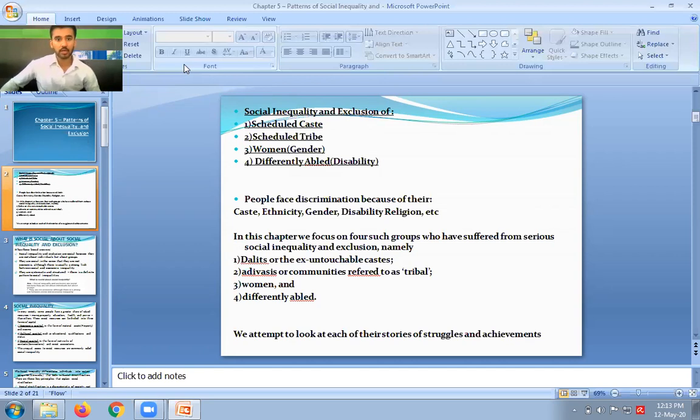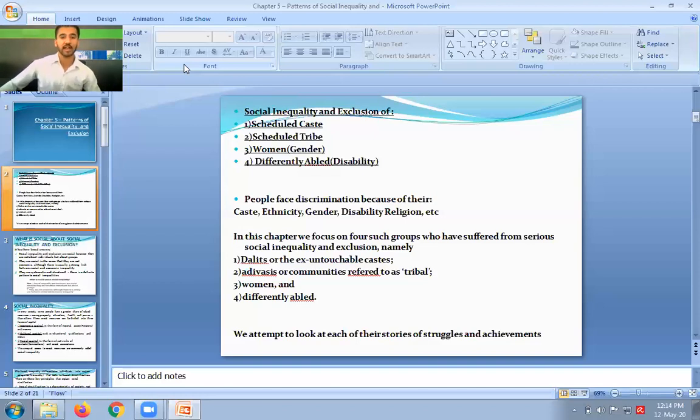So inequality on the basis of caste, inequality on the basis of tribe, exclusion or inequality on the basis of gender, right? Women, and the disabled, the differently abled, meaning disabled people. Disabled people are what kind of people? People who are mentally challenged, people who don't have proper visual sense, people who lack speech, or any kind of disability can be there. People who are unable to walk properly. So this kind of inequality and exclusion happens with all these sections of the society.